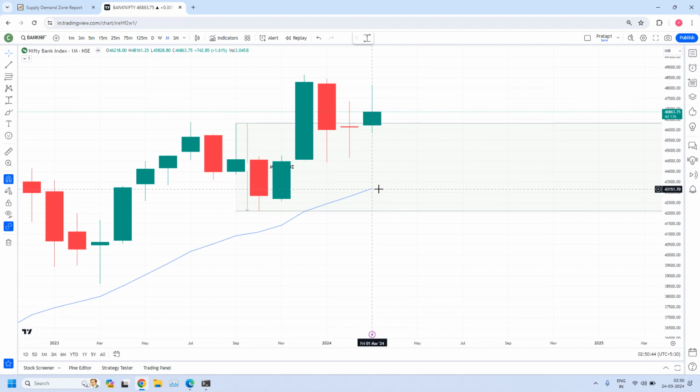In case if Nifty has come down to 43,000 level, the monthly overextension will be completed. So it is almost completed because the prices are in the monthly zone. And moreover, it is having monthly EMA confluence. Now let's get into weekly zones.